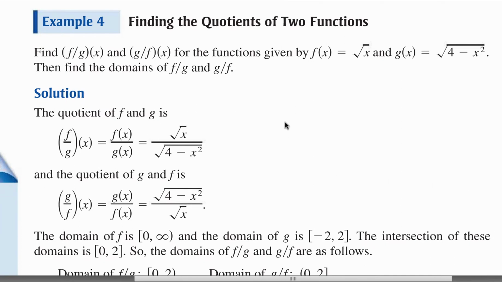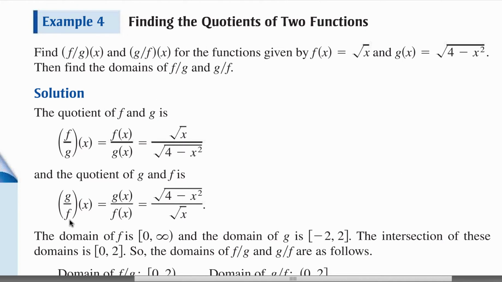Quotient of two functions. Find f divided by g and g divided by f for the given functions. Then find the domains of f divided by g and g divided by f. So, okay, first let's do f divided by g. F divided by g is f of x over g of x, which is square root of x over square root of 4 minus x squared. The quotient of g and f is this.